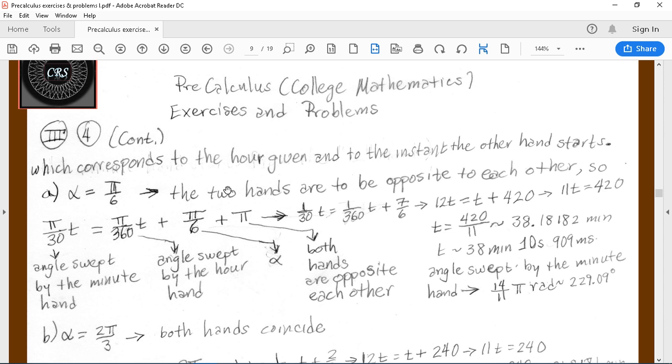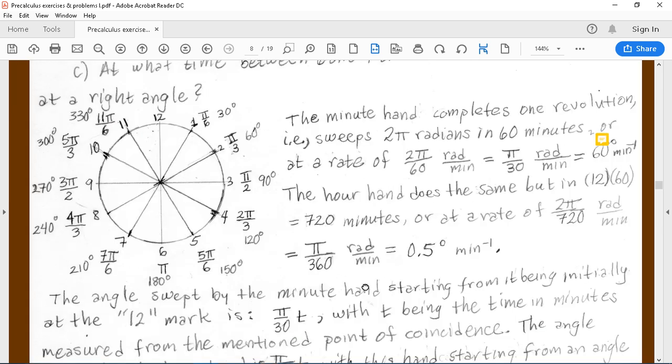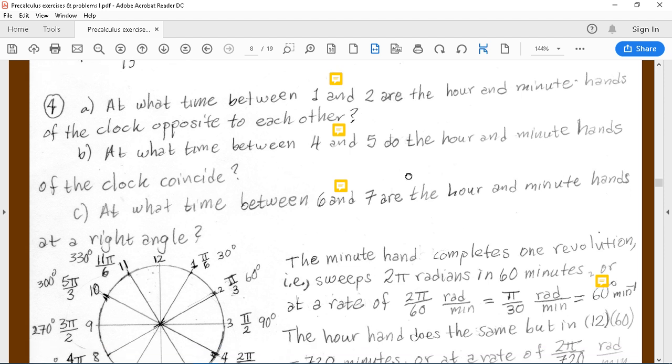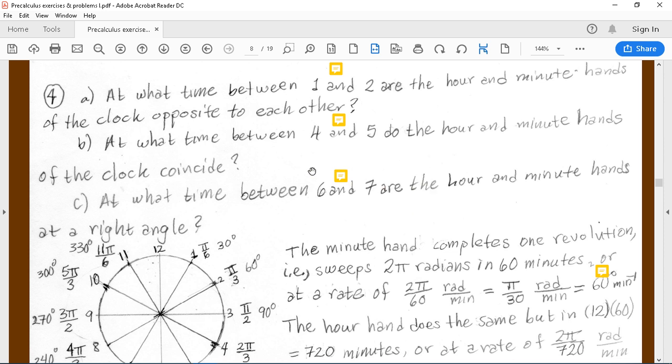Okay, so the angle swept by the minute hand will be equal to the angle swept by the hour hand plus the initial angle plus the angle which is determined as initial information, which should be the difference angle between the two hands at the time that is to be specified by the problem.